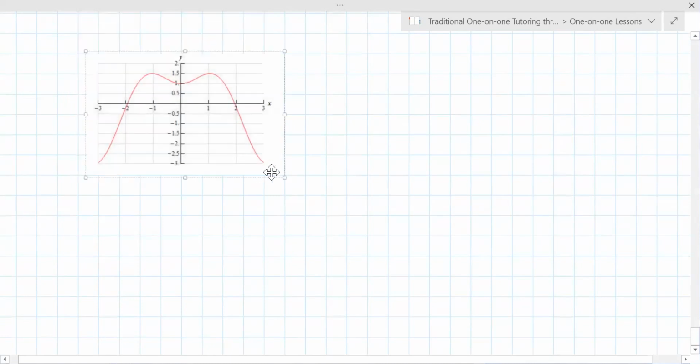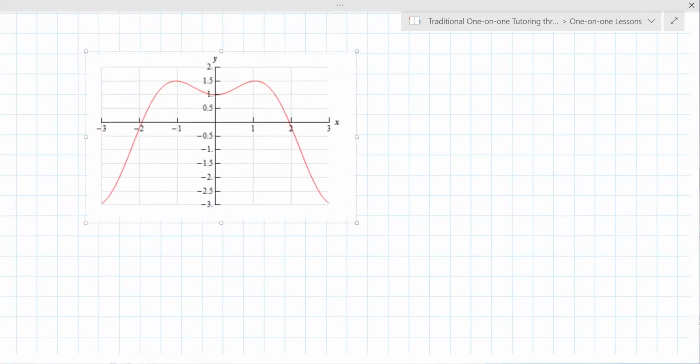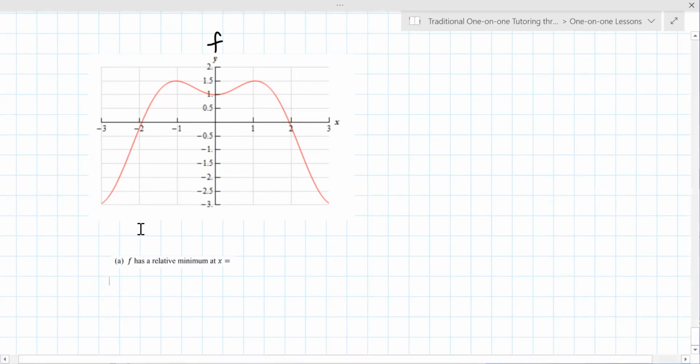All right, so here's the graph, and this is the graph of F. So you have to know whether it's F or F prime. You may not be doing that in your class, but it does make a difference whether you're looking at F or F prime. And it does tell you that it ends right there and right there.